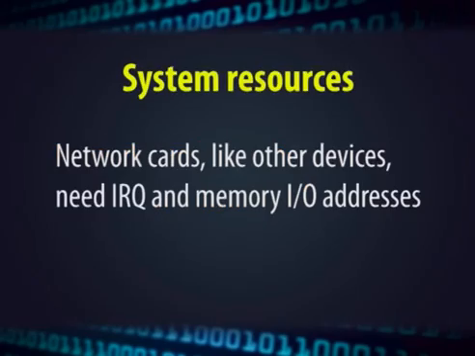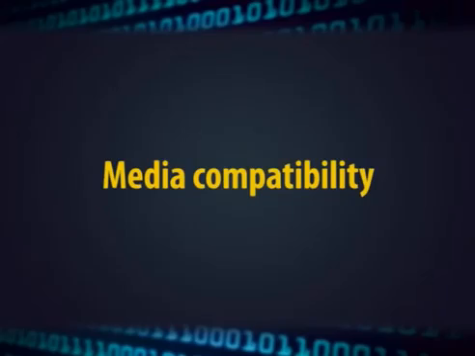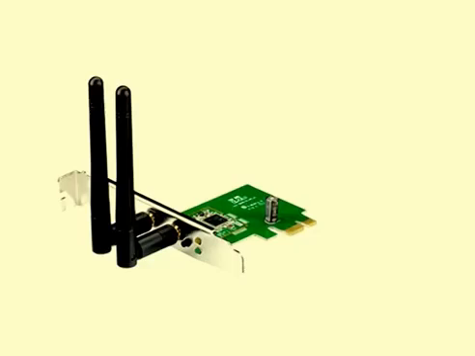System resources. Network cards, like other devices, need IRQ and memory input output addresses. If the network card does not operate correctly after installation, there might be a device conflict. Media compatibility. Today, the assumption is that networks use twisted pair cabling. So, if you need a card for coaxial or fiber optic connections, you must specify this. Wireless network cards are also available.